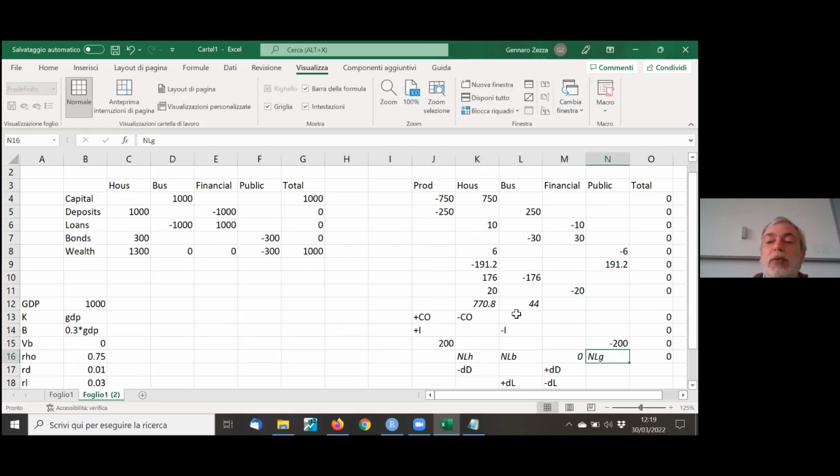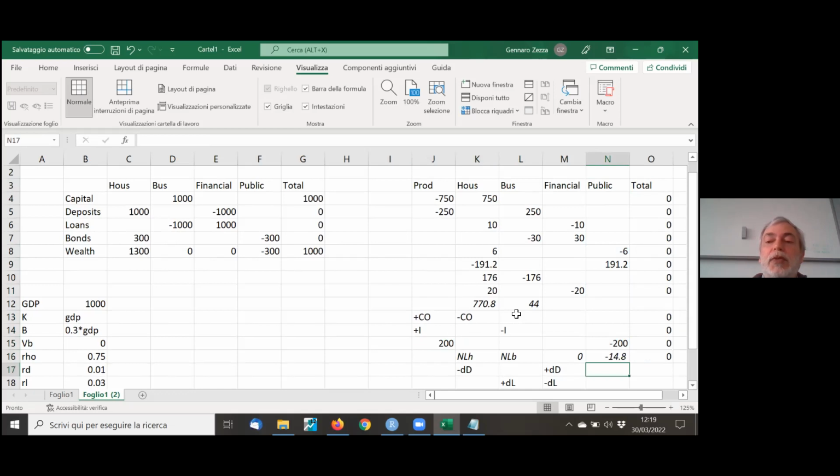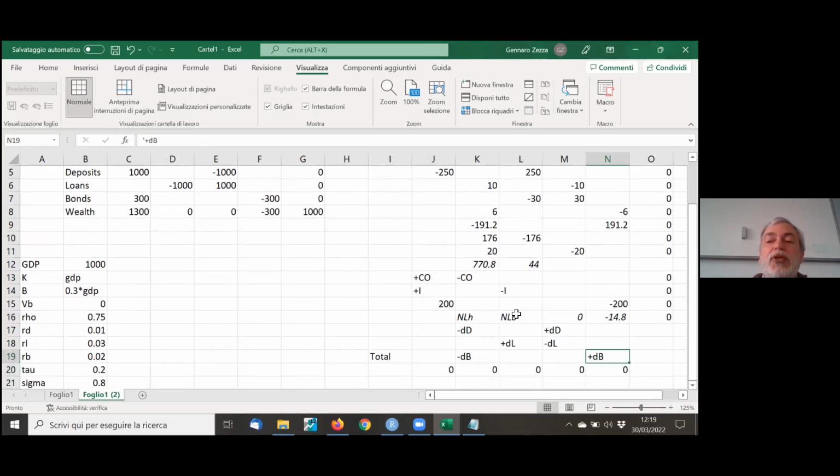And here, this will be the sum of all these elements. So its borrowing is 14. And this will be the change in the stock of bonds. And this has to be the change in the stock of bonds of the households.